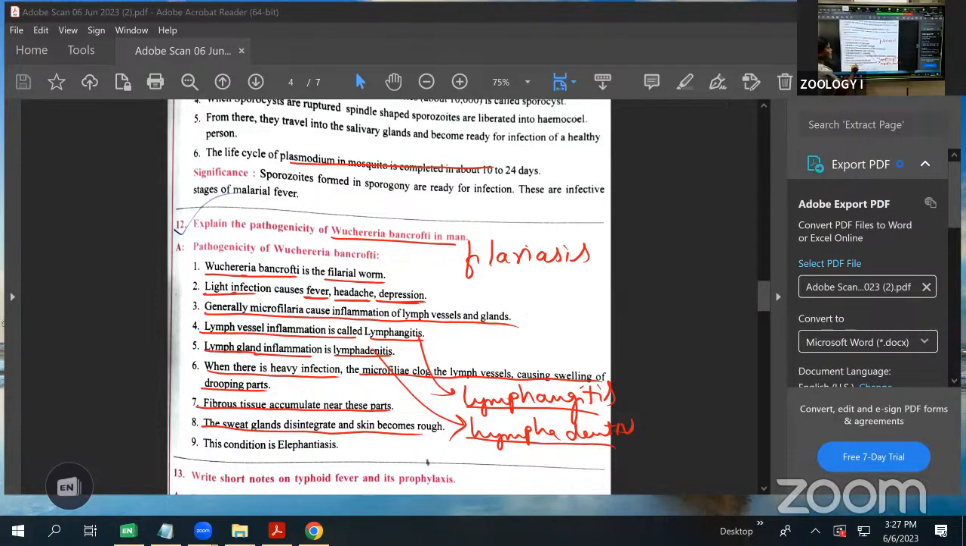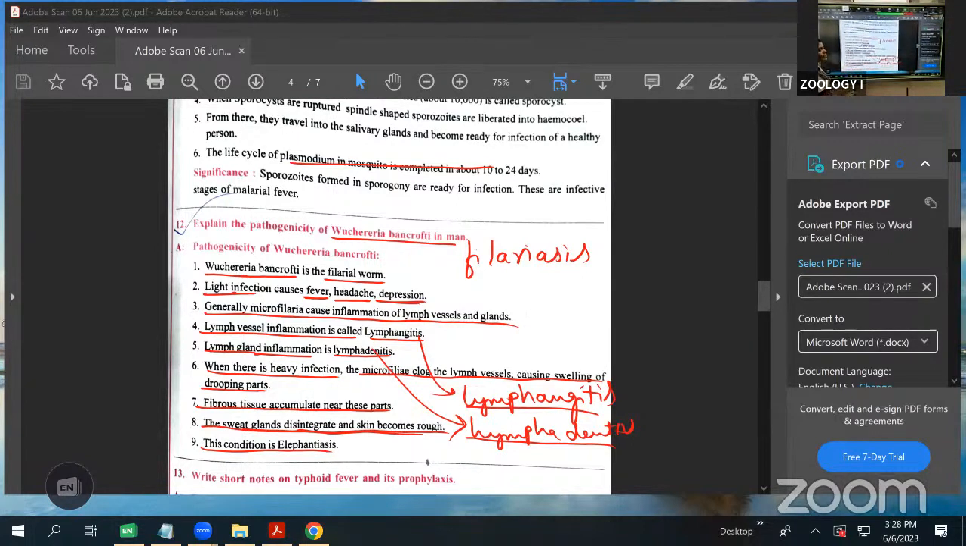See this one. The sweat glands disintegrate and the skin becomes rough, like an elephant's leg. The rough skin is formed, and that is called elephantiasis. Why elephantiasis? Because the skin appears like elephant skin. Inside the skin, the sweat glands and the sebaceous glands are disintegrated. That we call elephantiasis.